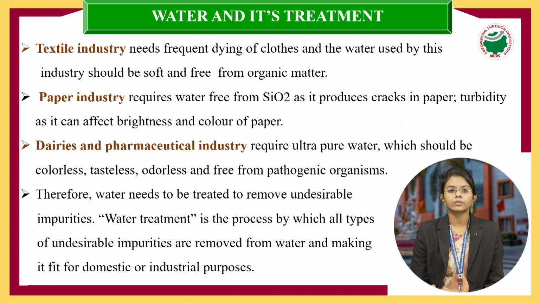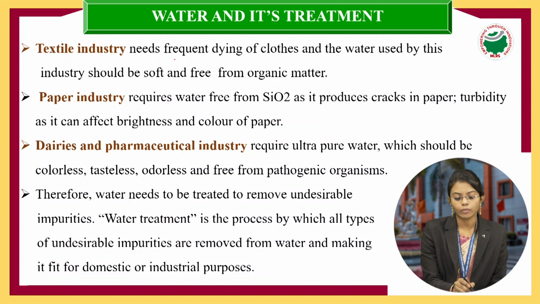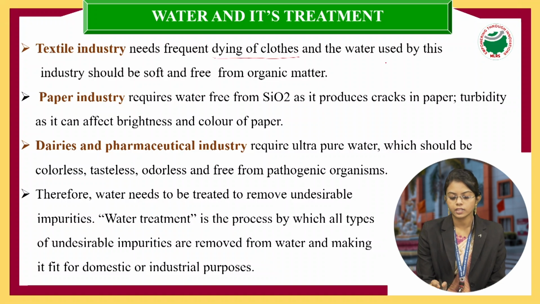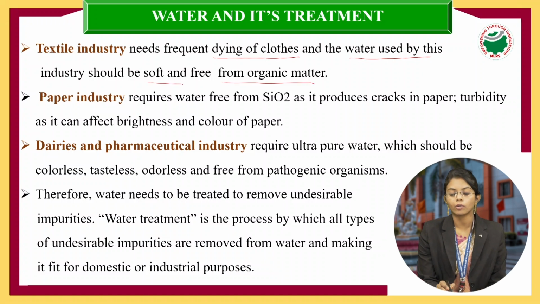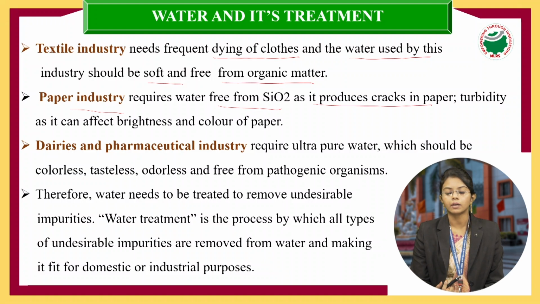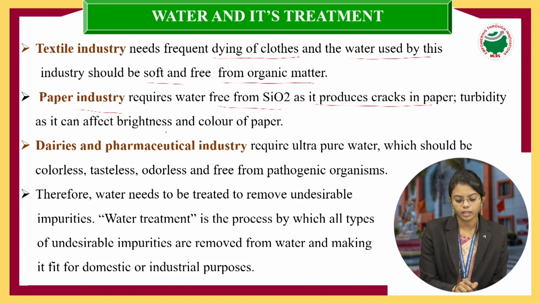Some of the industrial uses of water: one is the textile industry, where we require frequent dyeing of clothes, and the water used by this industry should be soft and free from organic matter and other impurities. Also, for the paper industry, we require water that is free from SiO2, because compounds like this produce cracks. To prevent it, we have to avoid these chemicals.